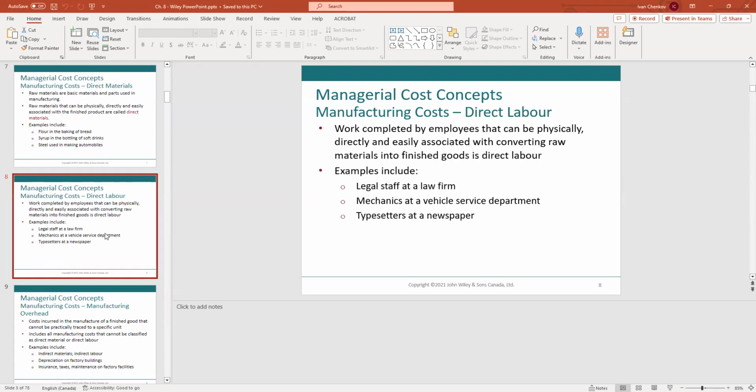Direct labor. Direct labor is the same idea as direct material, but in terms of labor. That is the completed physical work from our employees, which can be directly and easily traced, located, and associated with our products. Why do we need that labor? To convert the raw material into finished goods. Examples would be the legal staff in a company, or the mechanics in the vehicle service department.